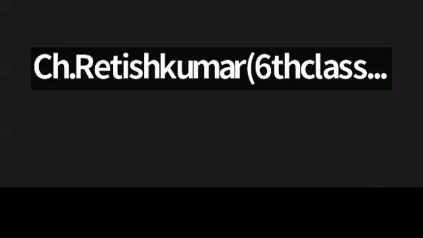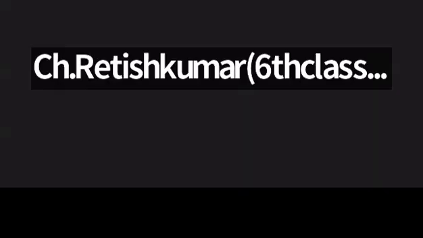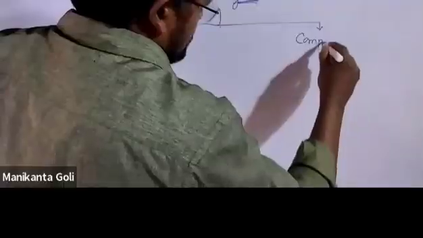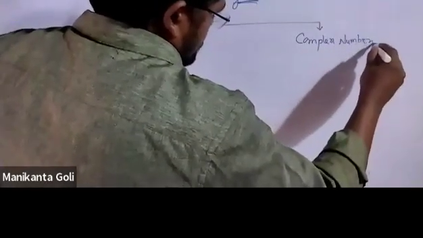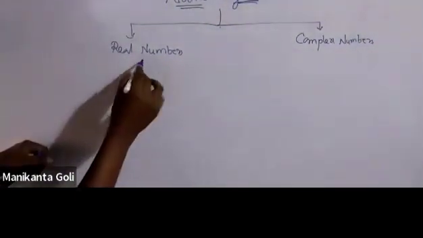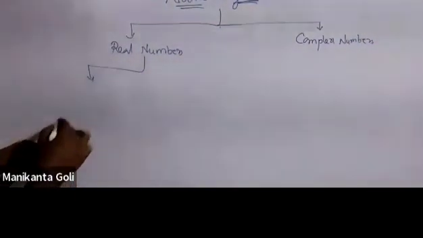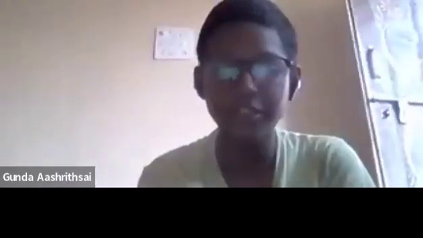Real numbers and complex numbers. This real numbers is again divided into two types: rational numbers and irrational numbers.